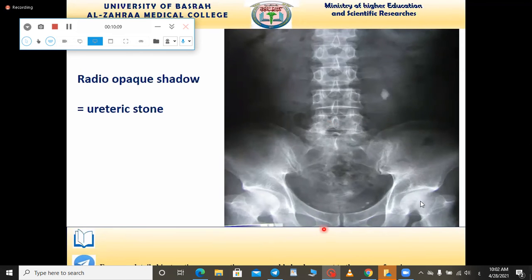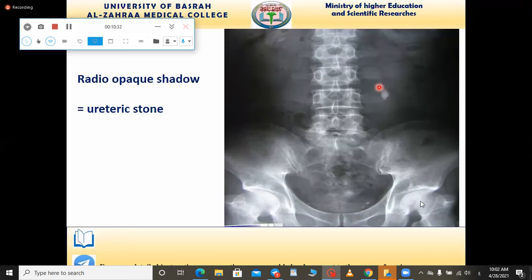This picture also shows a KUB film. Why is it a KUB film? Because the inferior pubic ramus is apparent here, and the first lumbar vertebra is apparent here. Above it is the diaphragm. In this picture, we can see the transverse processes of the spine, easily seen.